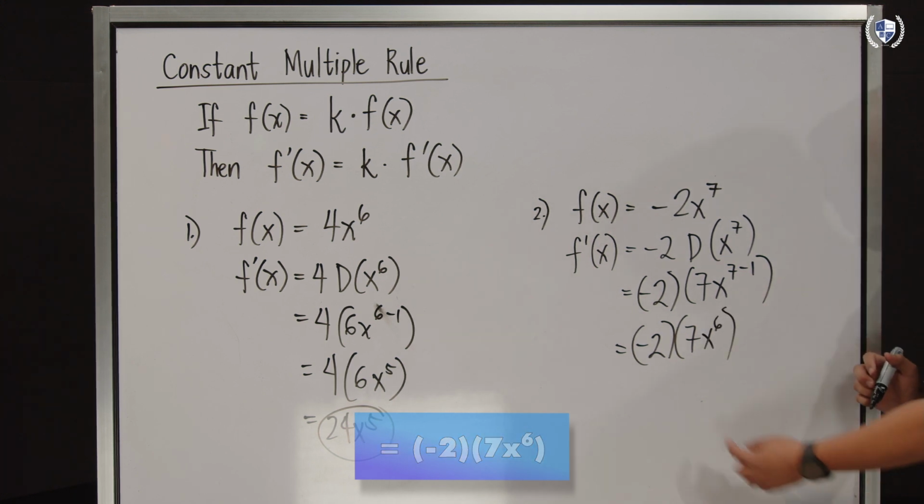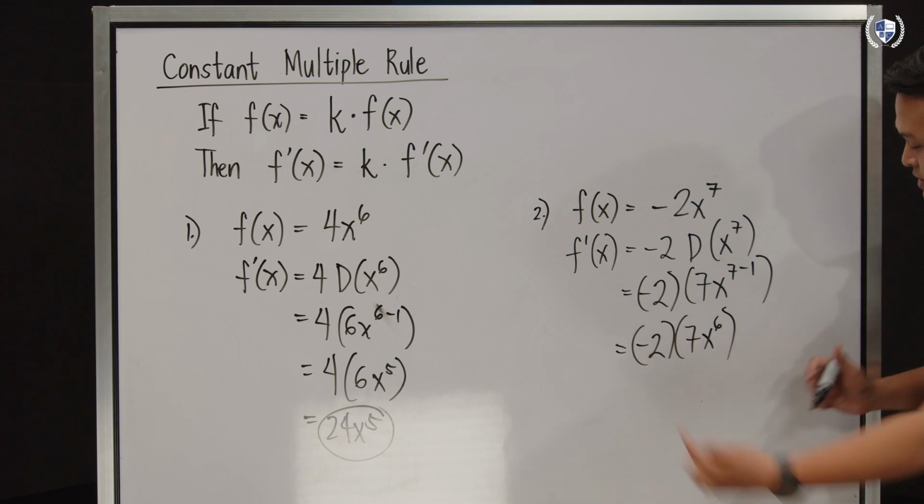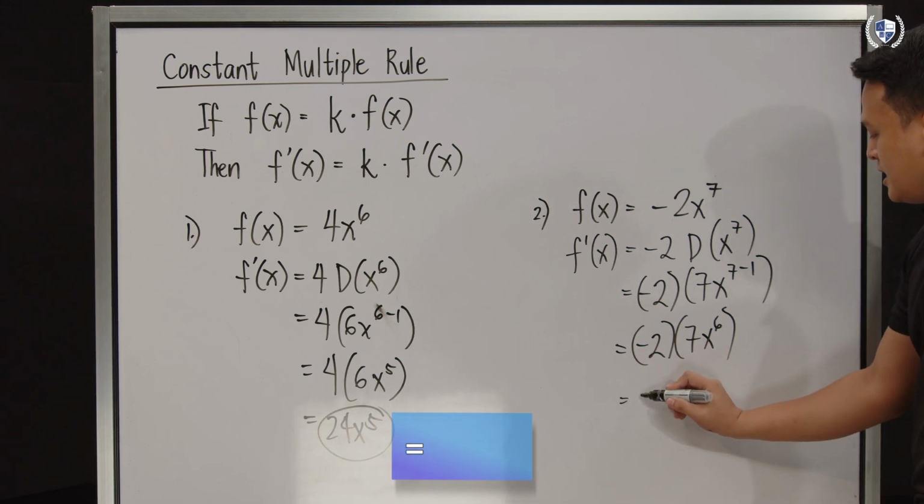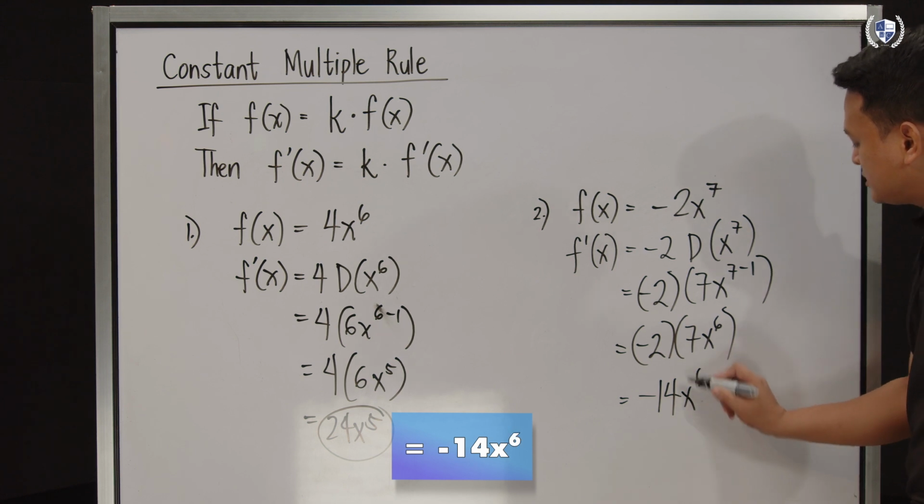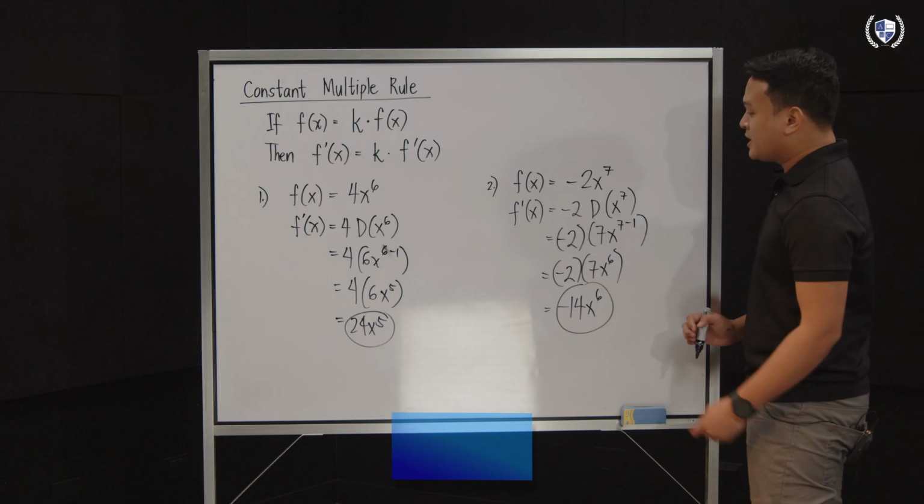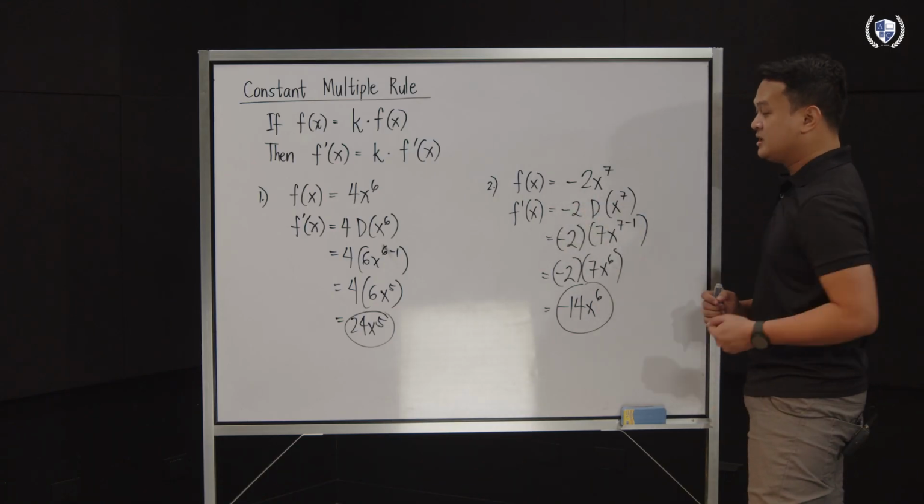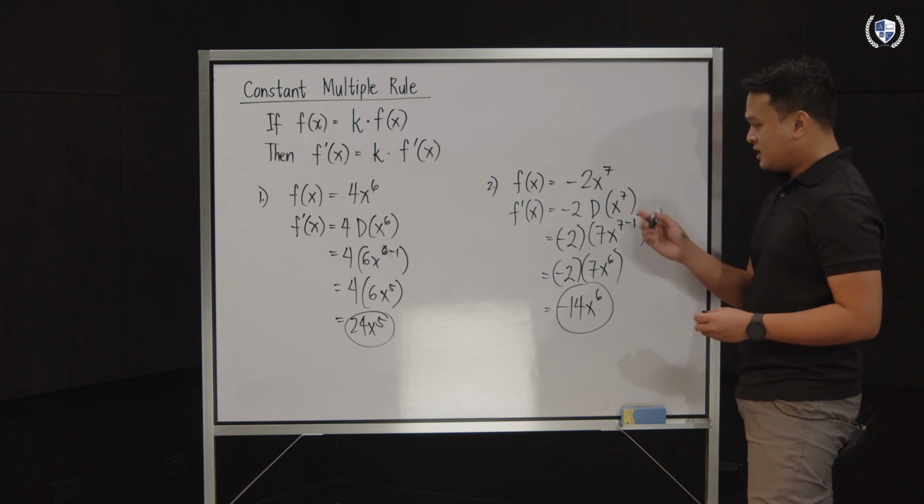Anong gagawin na lang na natitira? Si negative 2 times negative 7, that would be negative 14 times x raised to 6. So there you have it din. Meron ka ng derivative ng ating negative 2x raised to 7.